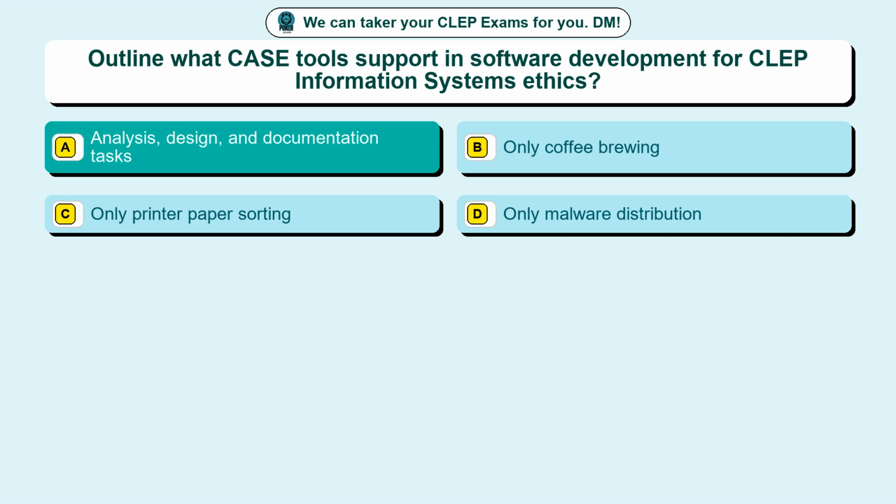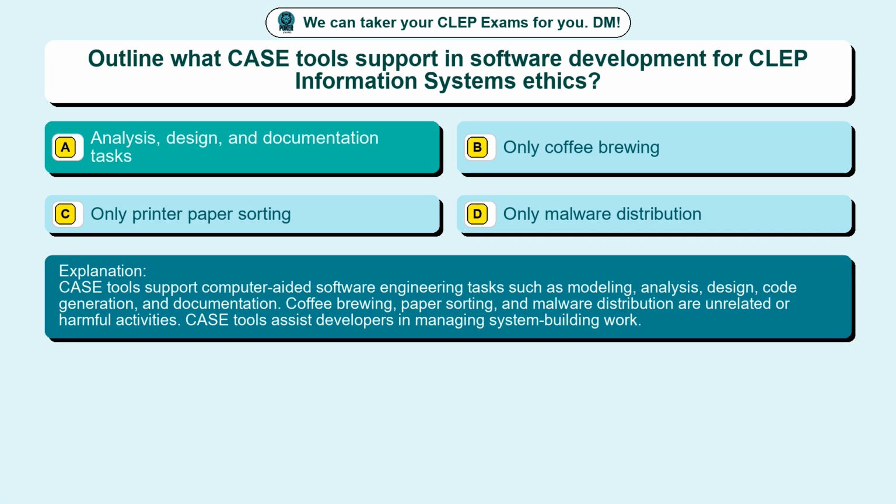The correct answer is option A. Analysis, design, and documentation tasks. CASE tools support computer-aided software engineering tasks such as modeling, analysis, design, code generation, and documentation. Coffee brewing, paper sorting, and malware distribution are unrelated or harmful activities. CASE tools assist developers in managing system building work.